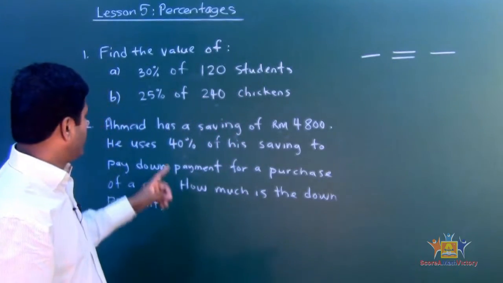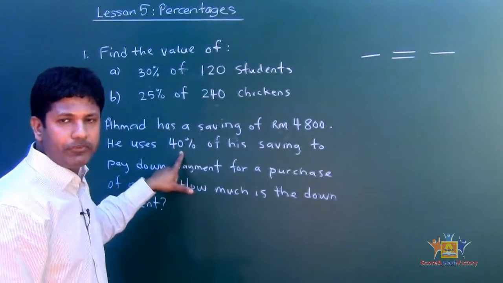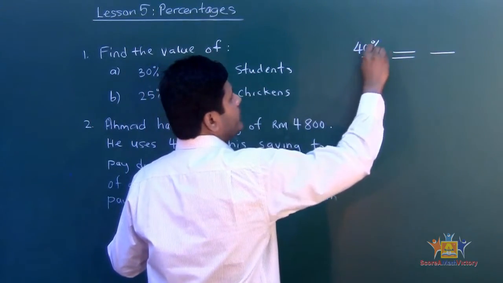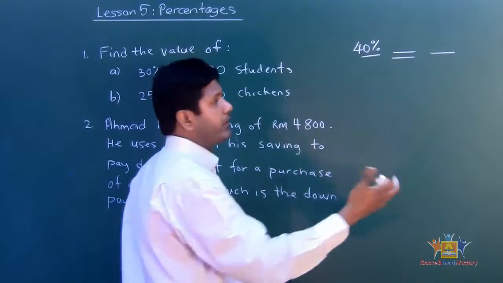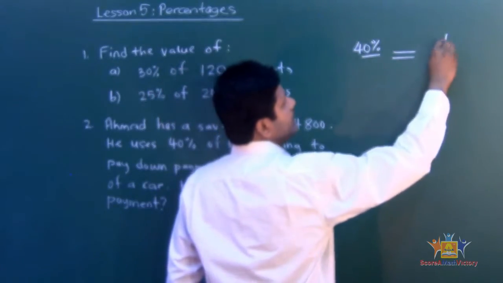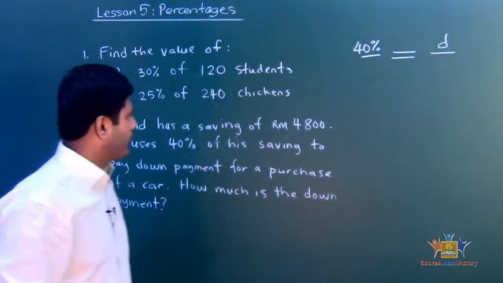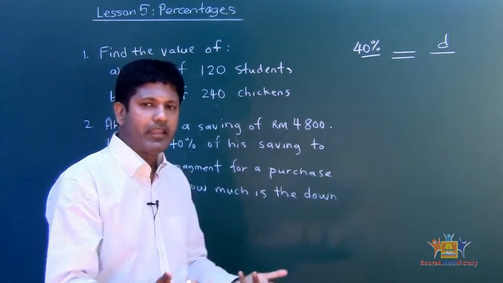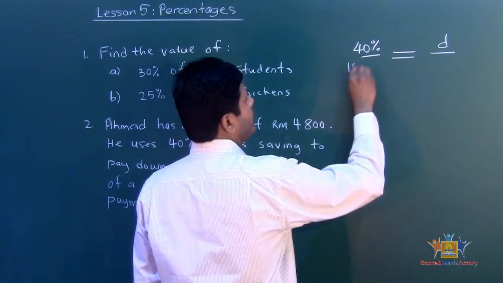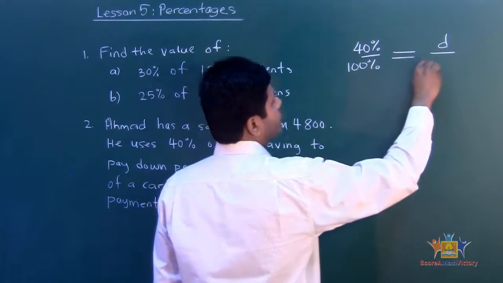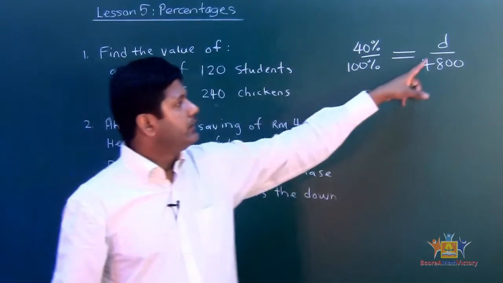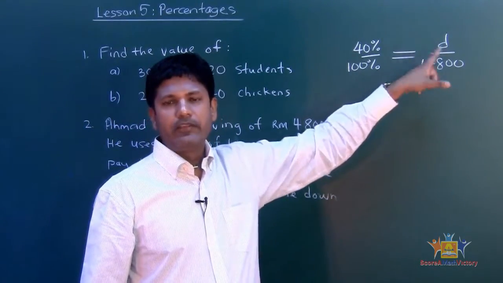So first, we're looking for what? 40%. So we're going to assign a variable. What is the 40%? We're going to give an assignment. Let's say D for the down payment. And we know that 4,800 is how many percent? 100%. That's his saving, which is 4,800. And we're looking for D.